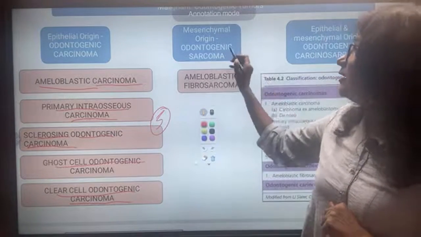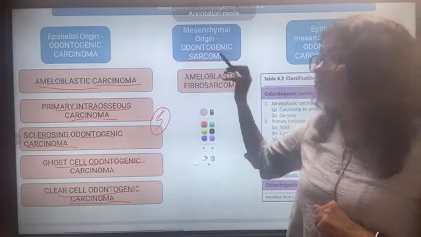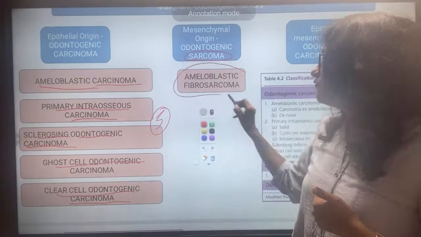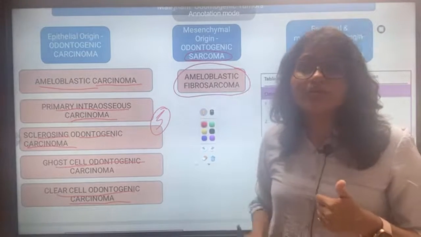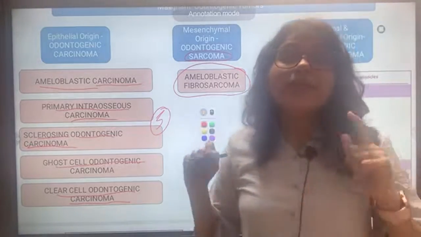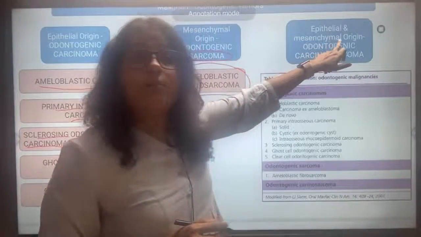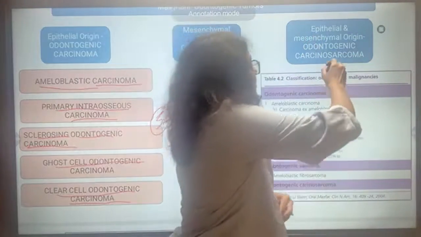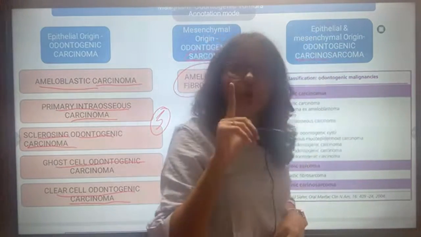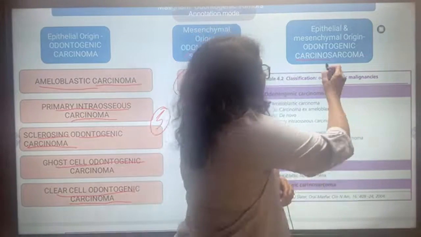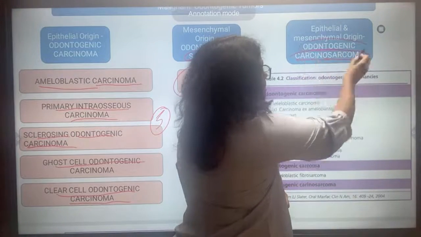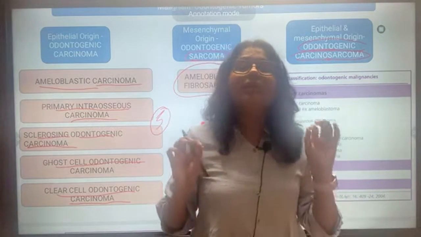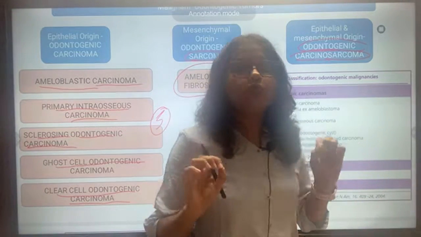Next is, I told you, from connective tissue. Connective tissue always sarcoma. So, which sarcoma? Ameloblastic fibrosarcoma. Only this name you have to remember for this, ameloblastic fibrosarcoma. Next is coming from both epithelial and connective tissue, and we only remember one name because it is coming from both epithelium and connective tissue, it will be carcinosarcoma. So, odontogenic carcinosarcoma, right. So, with this we will remember the classification of odontogenic tumors.